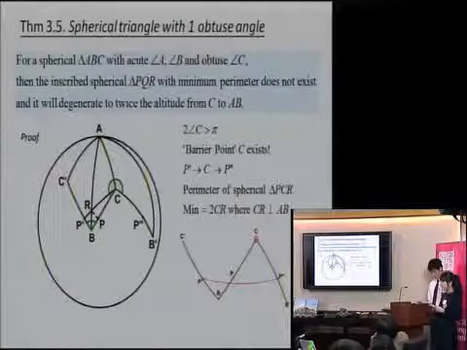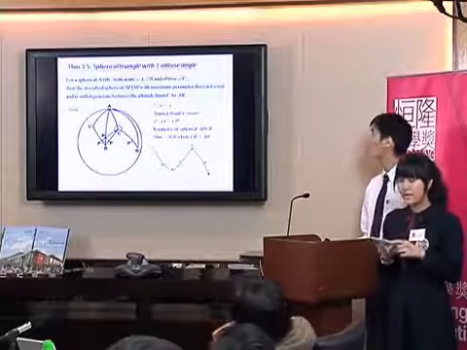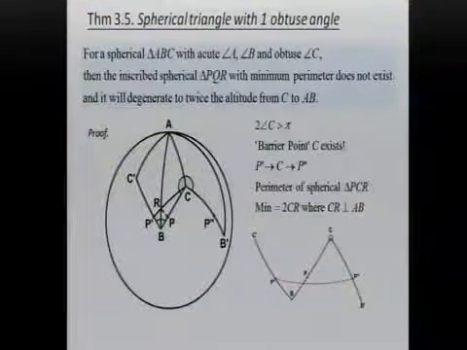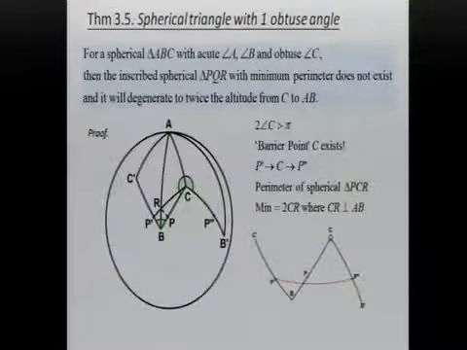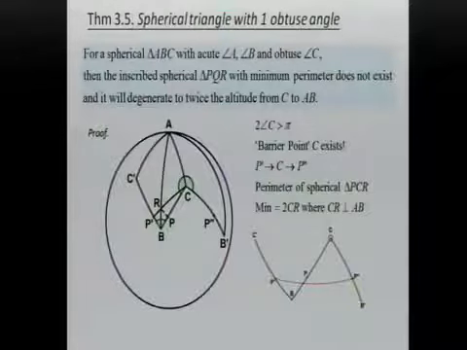Using a similar reflection method, we prove the case with one obtuse angle only has a degenerated solution. Since twice angle C is larger than pi, C is like a barrier point that P'P'' cannot cut AC. So the path is P' to C and then to P''. The perimeter of PCR is minimum if it becomes twice the altitude from C to AB.